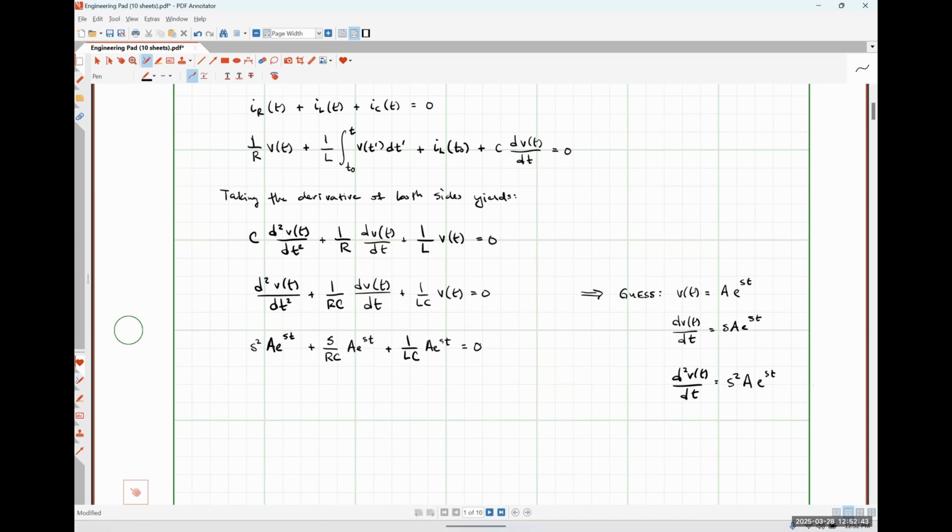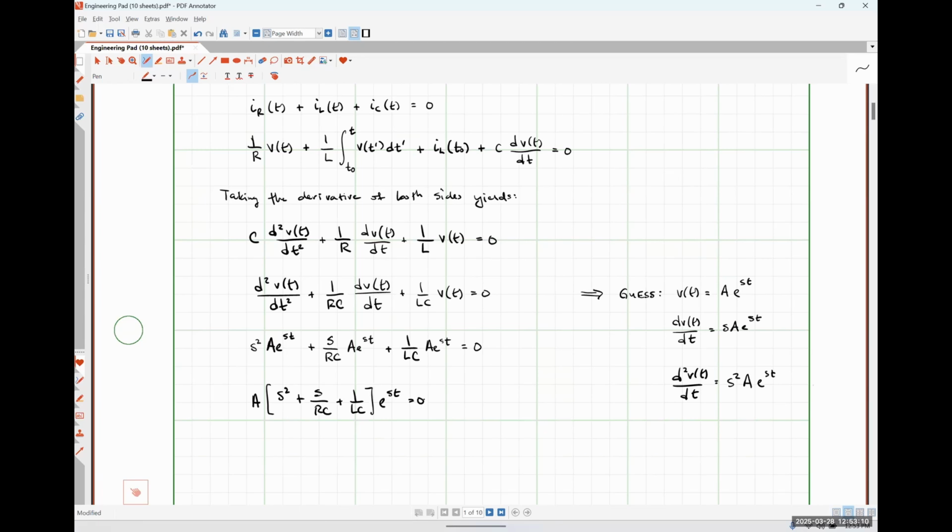And I'm going to just pull my common factor of A out, put it on one side, pull my common factor of e to the st out, put it on the other side, and then leave what's going to look like a second order polynomial in the middle, right? So this would come out to be A times (s squared plus s over RC plus 1 over LC) e to the st is equal to 0.